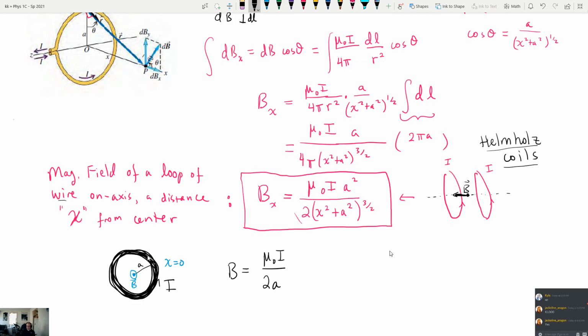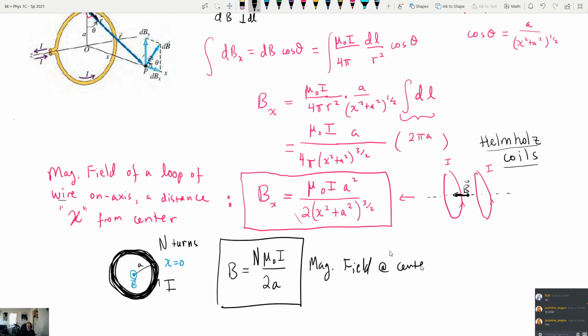If I then wrap, let's say, n turns of wire, then every single one of the turns is going to produce this right here. So if I just drop an n on the front of here, then now I get the magnetic field at the center. This is a nice simple result. The center of a loop with n turns of wire.